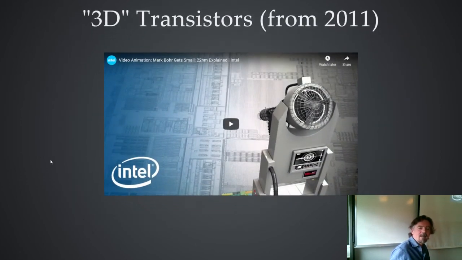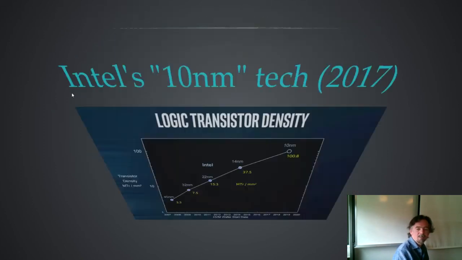Here's another example of the innovations that they've made. This is when they did what Intel called 3D transistors. It was just an attempt to pack the transistors more tightly on the chip. It's the kind of thing they've had to do to get the densities up over time.